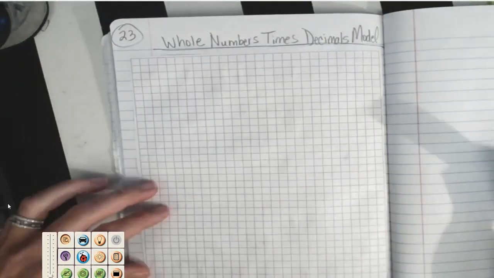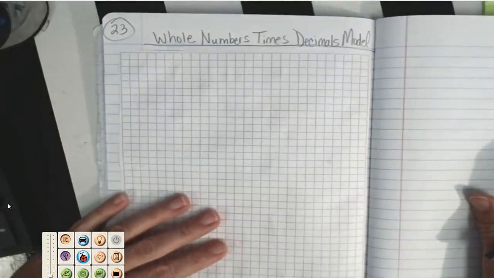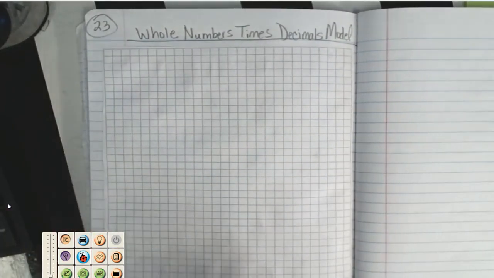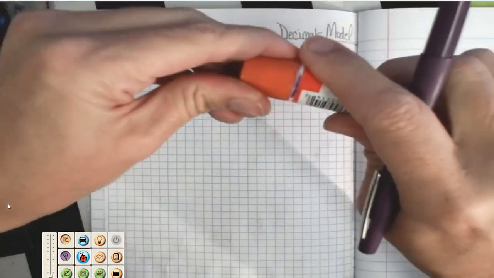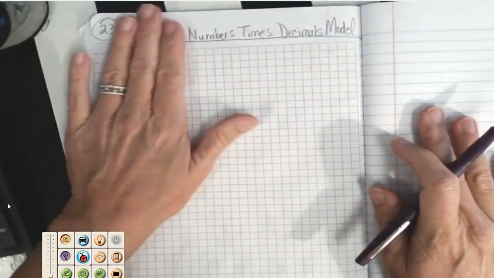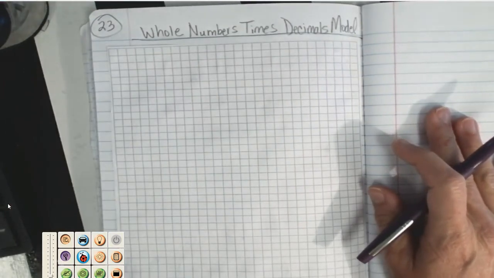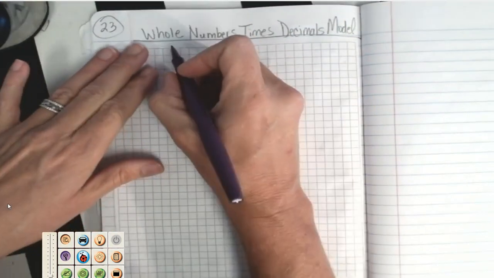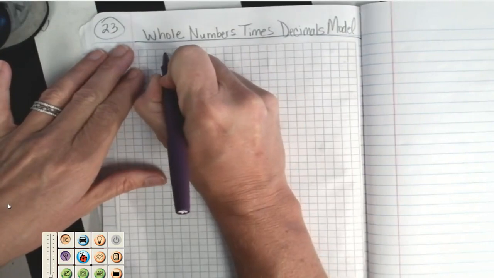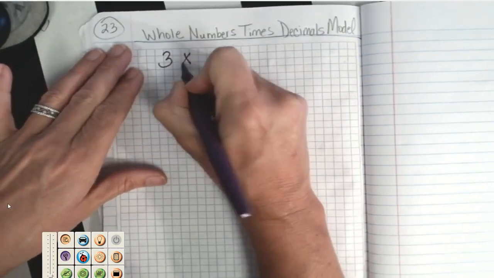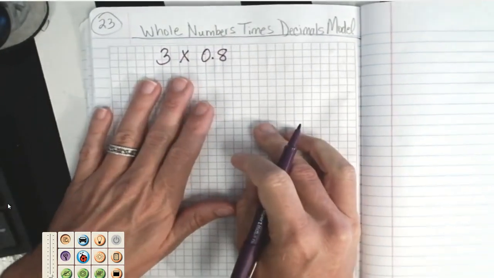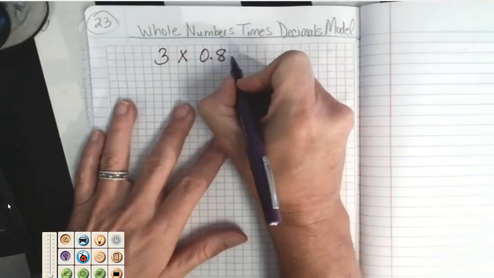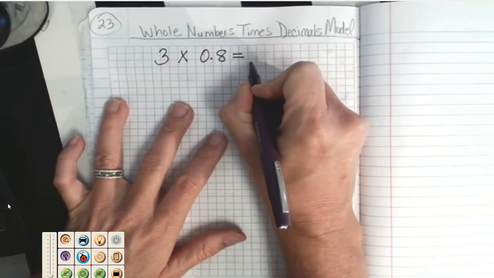Just making sure everything's glued on here. Here we go. All right. I am ready. I'm glued. I'm ready to go. Sorry for those that had to wait. Okay, so our first problem that we're going to do is the problem 3 times 800ths. 3 times 800ths. And we're going to model what this looks like.